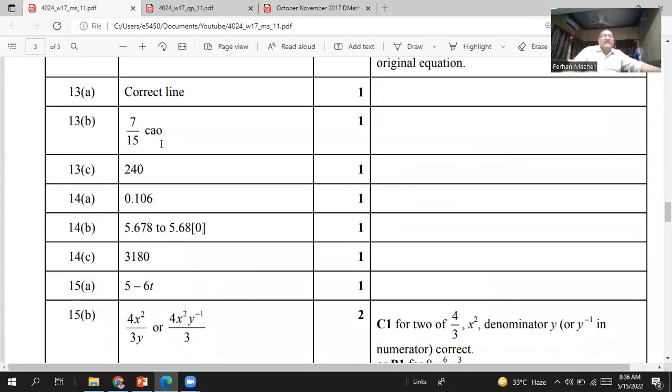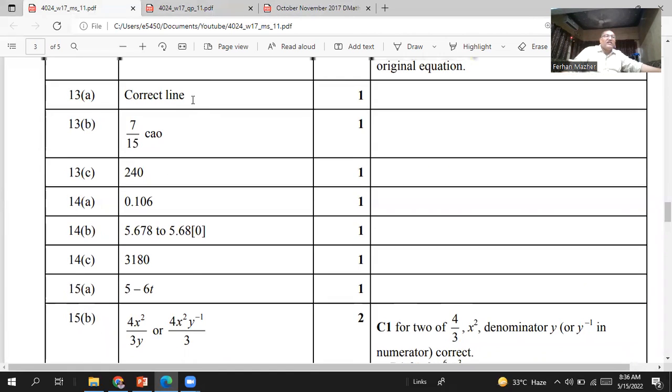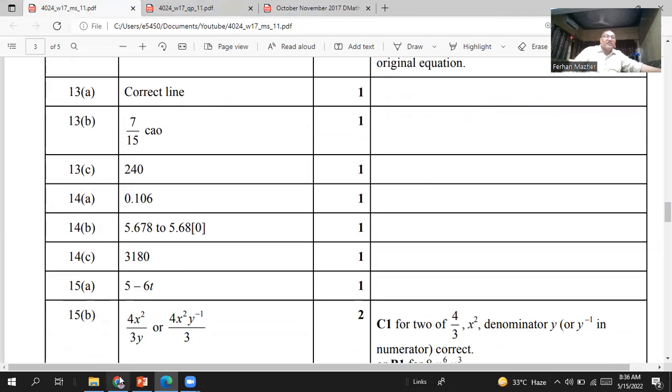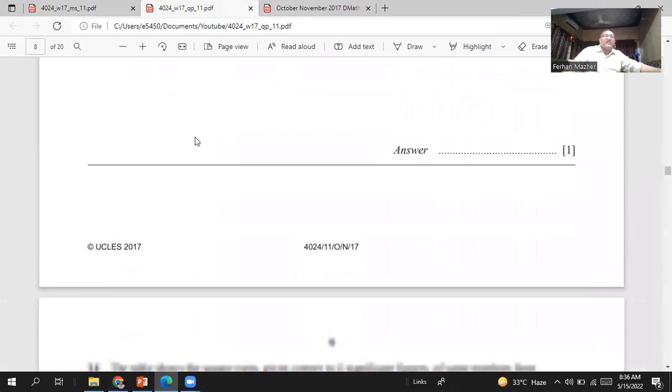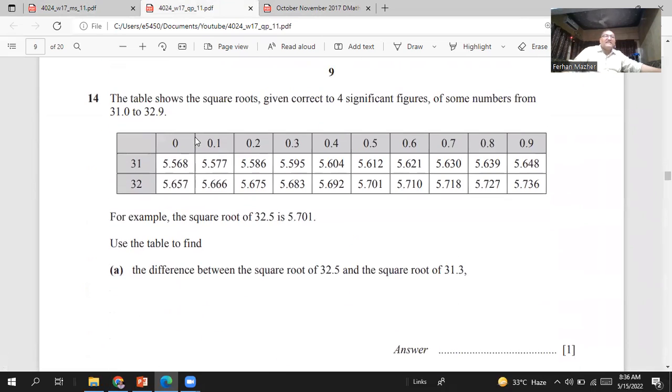Question number 13 is coming up on your screen. Stand by 15 and 240 and the correct line. Yeah, we are done with question number 13. Okay, so we are going to the next question, question number 14.